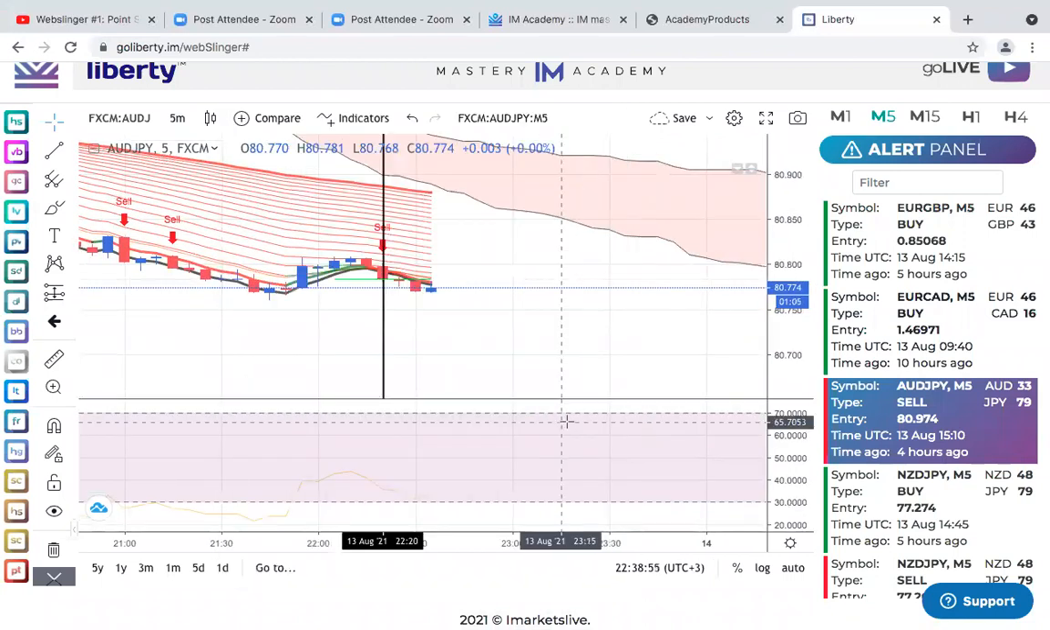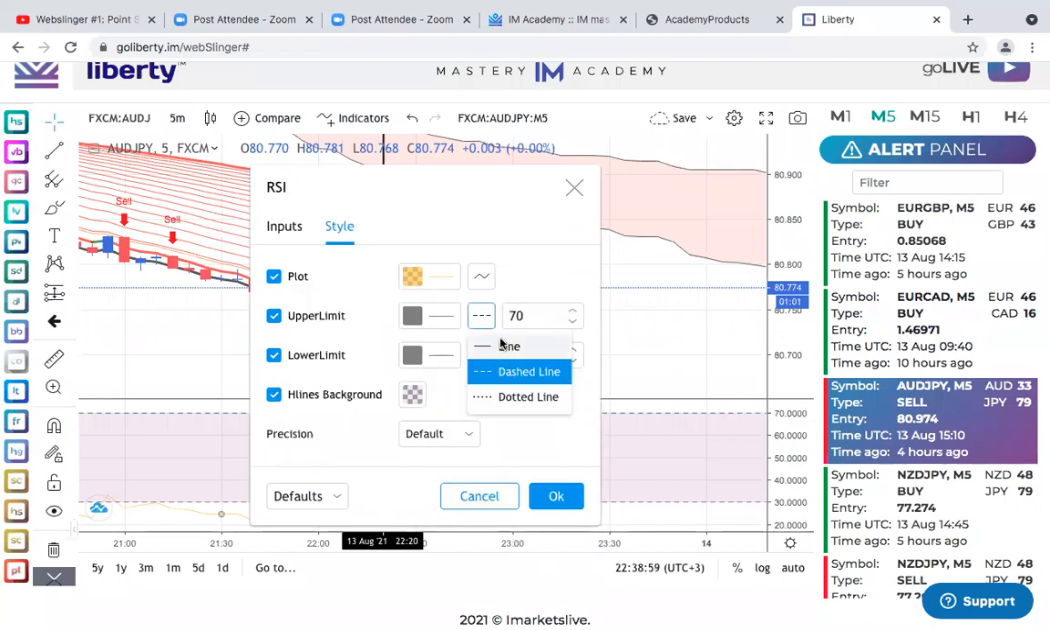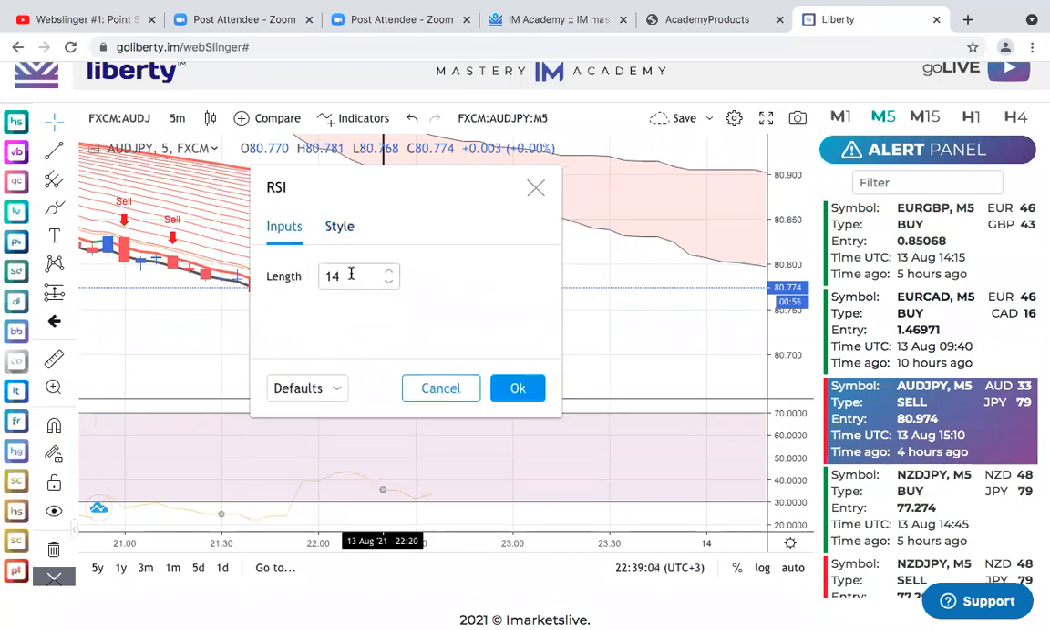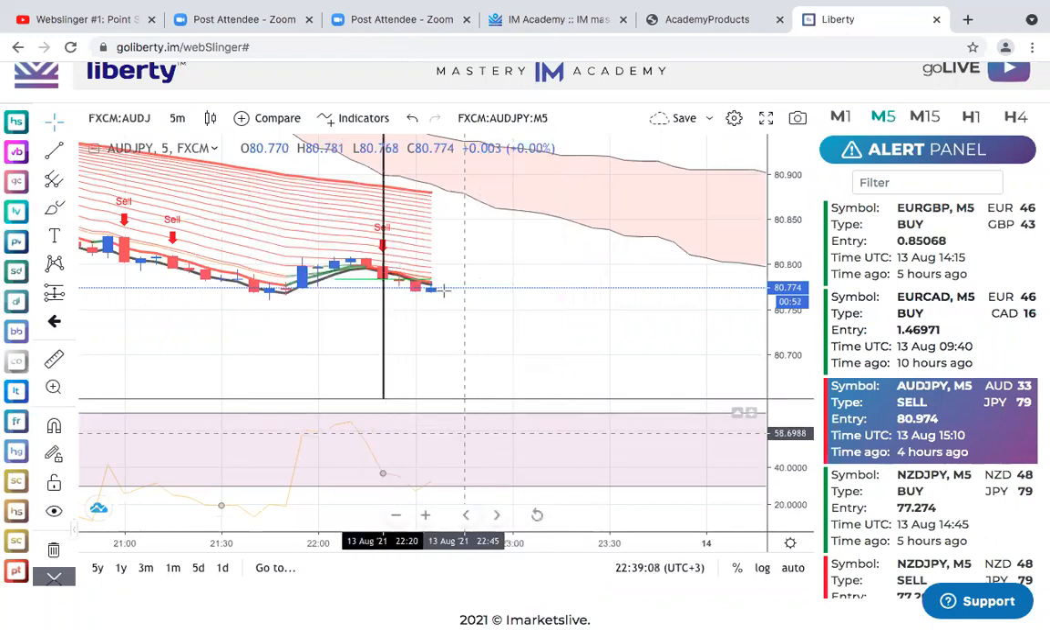Listen, we got the relative strength index. Now, when the relative strength index pops up, I want to make these lines solid, right? And as far as inputs, I'm going to bring this down to 6. I'm going to bring it down to 6, all right?